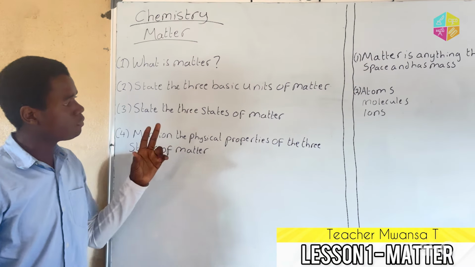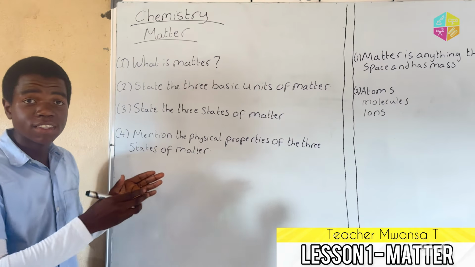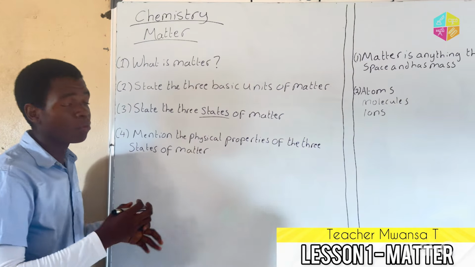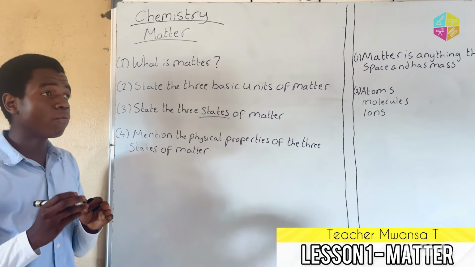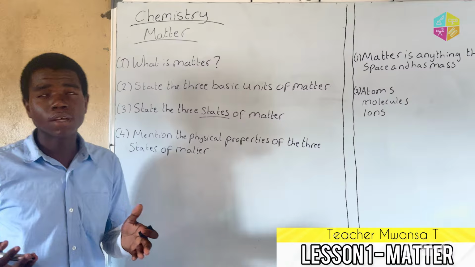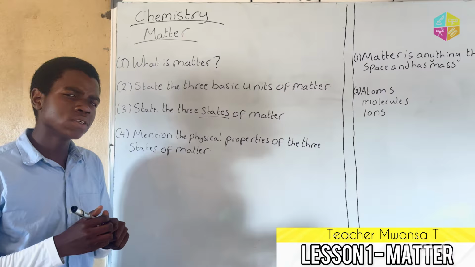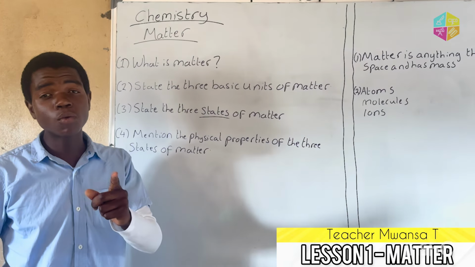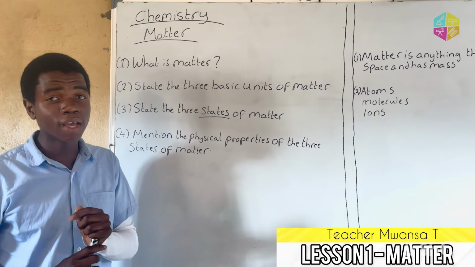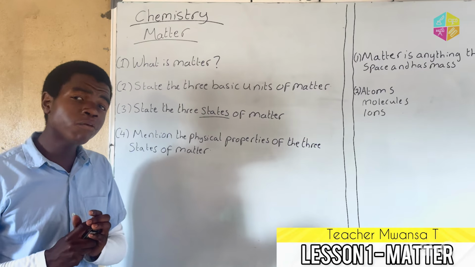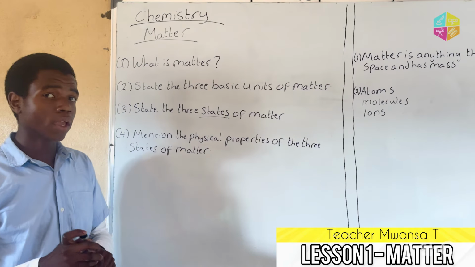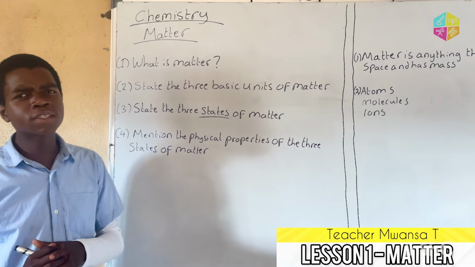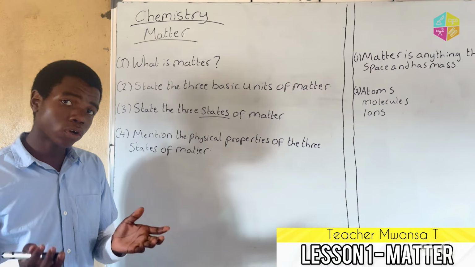State the 3 states of matter. I know the sentence looks a bit tricky. This question is asking us about the states of matter, the forms which matter takes up. Those are the states. Number 1 is liquid, the next is solid, and the last is gas. An example of a liquid is water. An example of a solid is a brick. An example of a gas is oxygen.